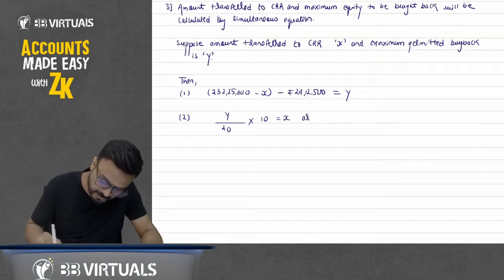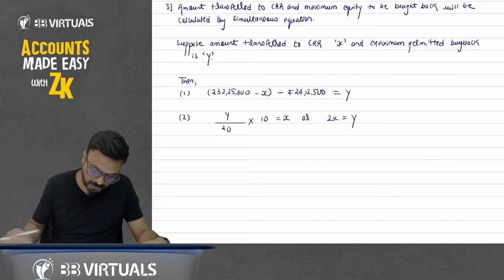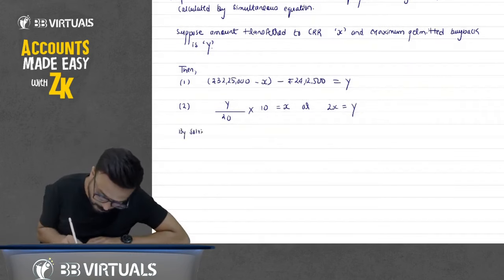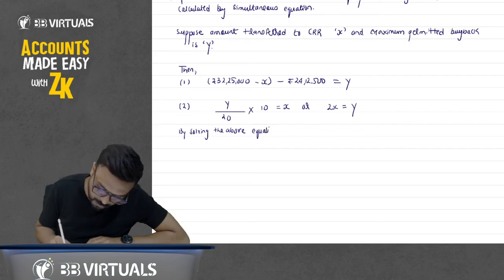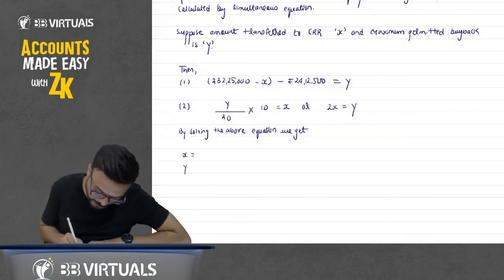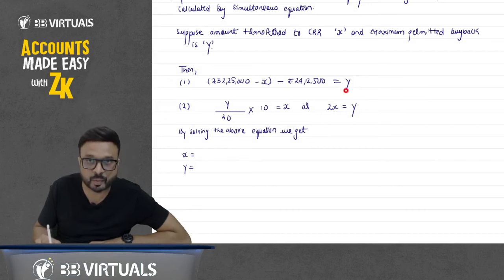Or can I say it: 2X equals Y. So by solving the above equation, we get X equals Y. We have to calculate. Write down Y equals 2X, right? So with X here, it will come 3X.